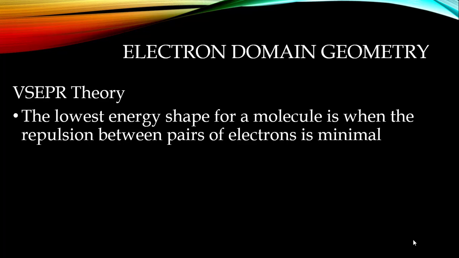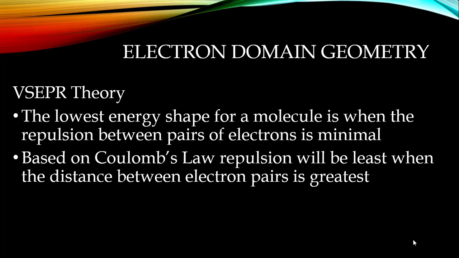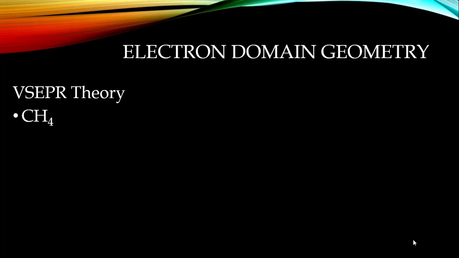The lowest energy shape for a molecule is when repulsion between pairs of electrons is minimal. This, of course, is based on Coulomb's law because we know repulsion is related to the distance between electron pairs. When the electron pair distances are as great as they can be, the repulsion will be as low as can be. Let's take a look at methane, CH4.